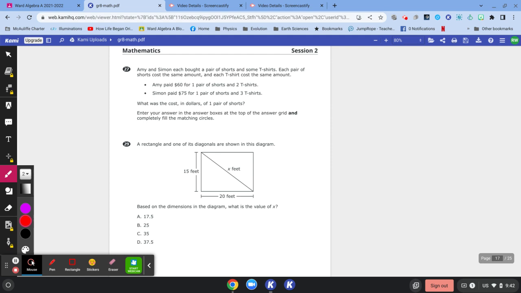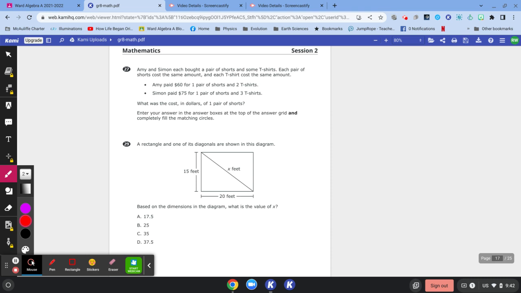So we have number 27. Amy and Simon each bought a pair of shorts and some t-shirts. Each pair of shorts costs the same amount, and each t-shirt costs the same amount. So Amy paid $60 for one pair of shorts and two t-shirts. Simon paid $75 for one pair of shorts and three t-shirts. What is the cost in dollars for one pair of shorts?